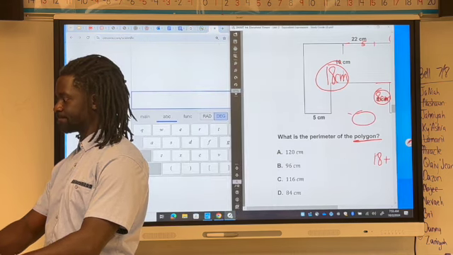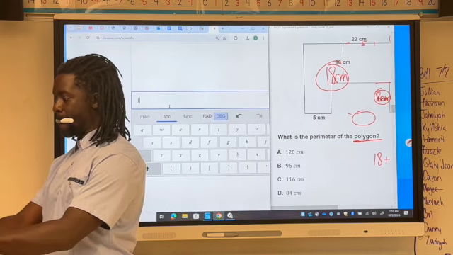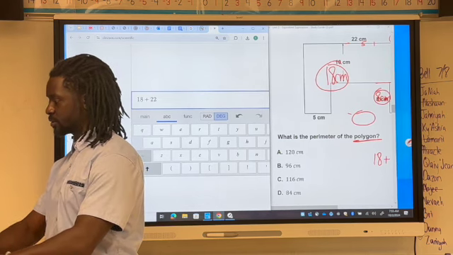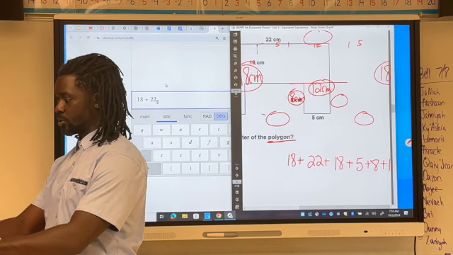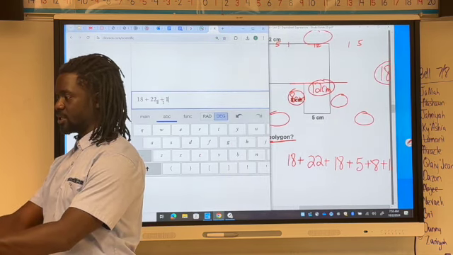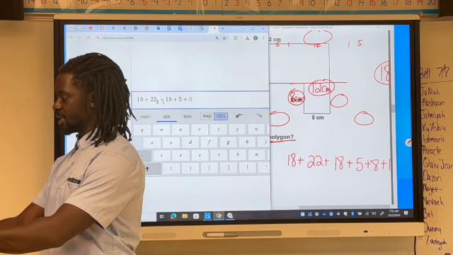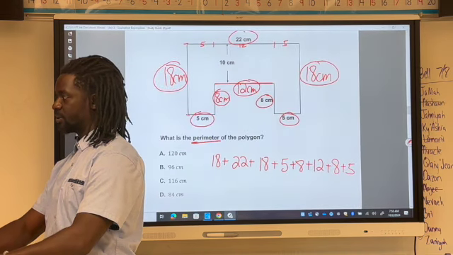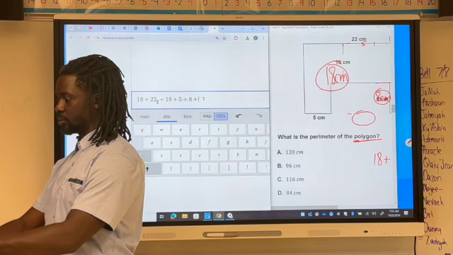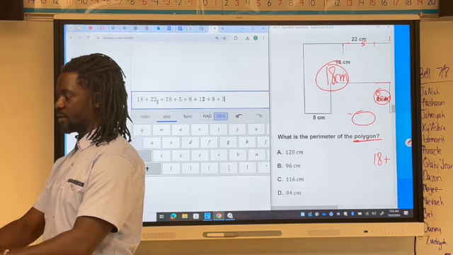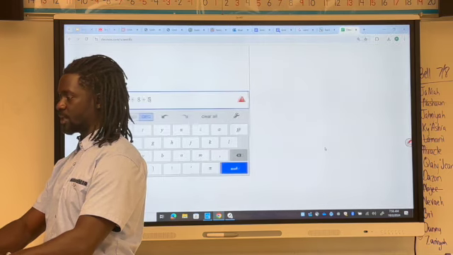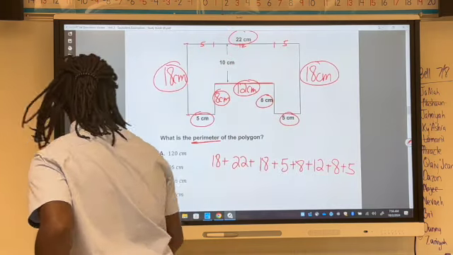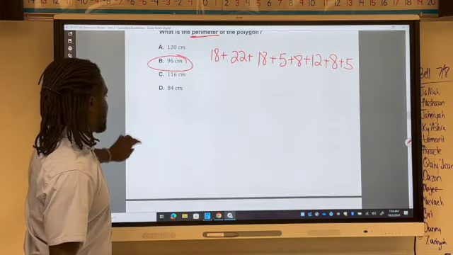So I got 18 plus 22 plus 18 plus 5 plus 8 plus 12 plus 8 plus 5, and hopefully I got all my numbers in there, that should be 96. Let's see, 96. All right.